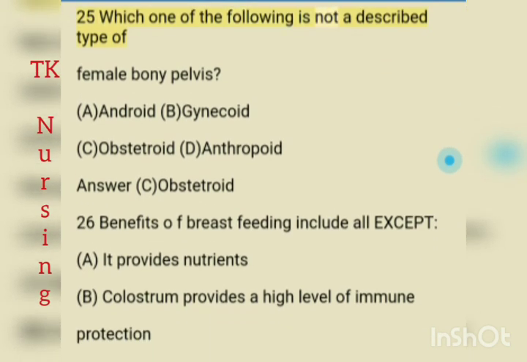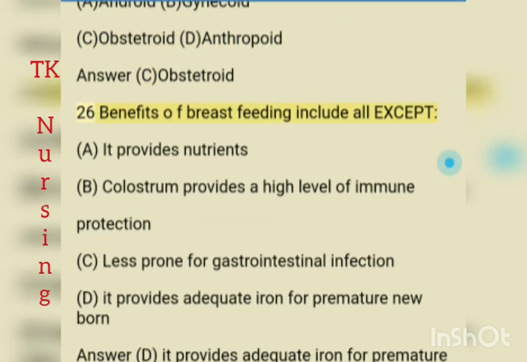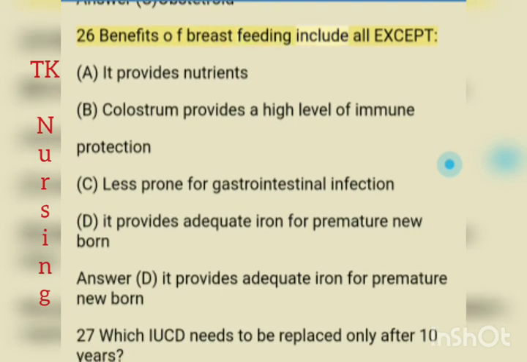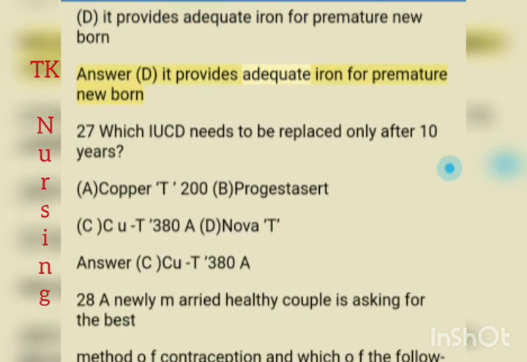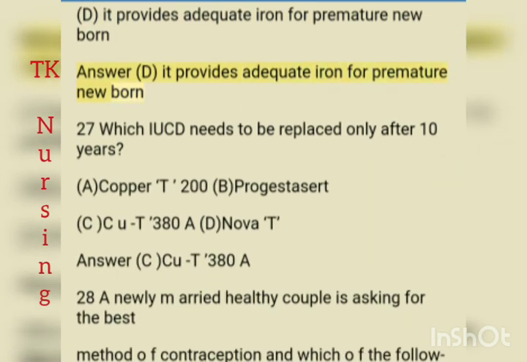25. Which one of the following is not a described type of female bony pelvis? A. Android. B. Gynecoid. C. Obstetroid. D. Anthropoid. Answer C. Obstetroid. 26. Benefits of breastfeeding include all except A. It provides nutrients. B. Colostrum provides a high level of immune protection. C. Less prone to gastrointestinal infection. D. It provides adequate iron for premature newborn. Answer D. It provides adequate iron for premature newborn.